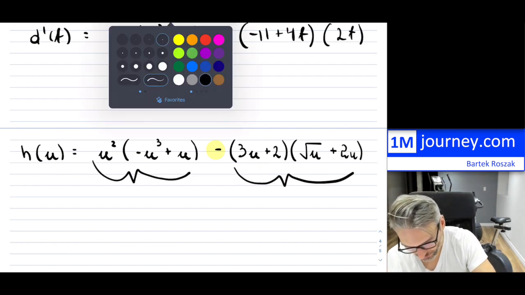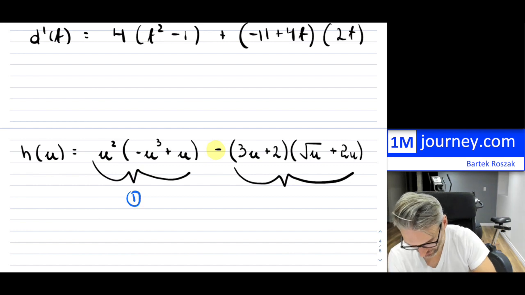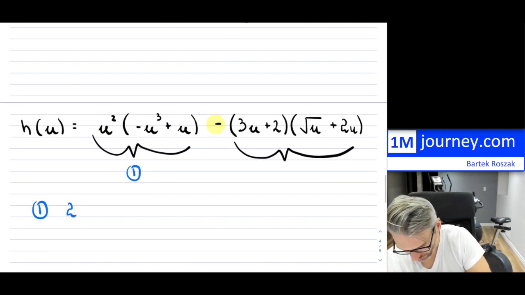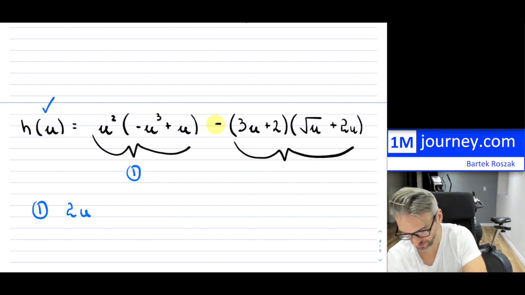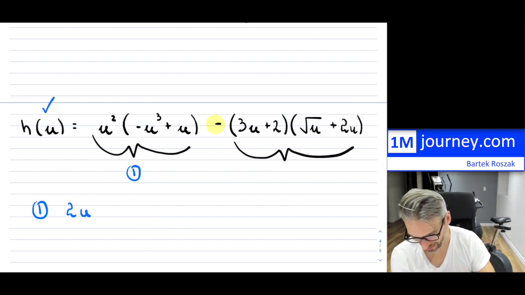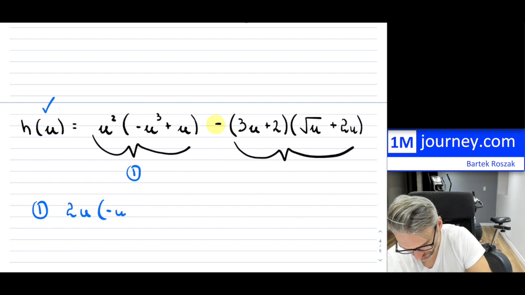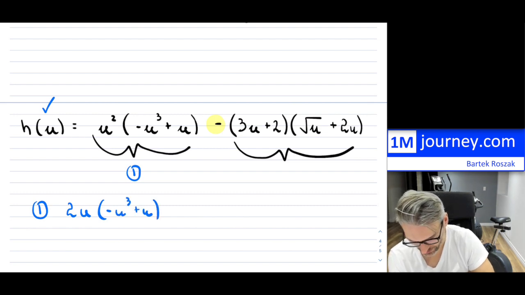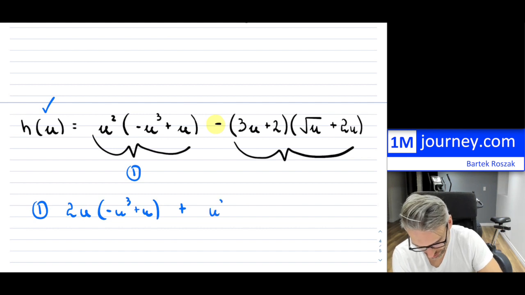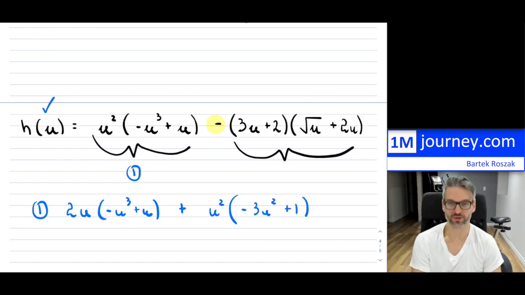So for the first one, let's call this one the first one. The derivative of that is simply 2u. So I'm taking the derivative with respect to u there. Multiply it by negative u cubed plus u. And then that's going to be plus because I'm using the product rule. So u squared, and then in brackets, negative 3u squared plus 1. So there you have it. So that's that first one.